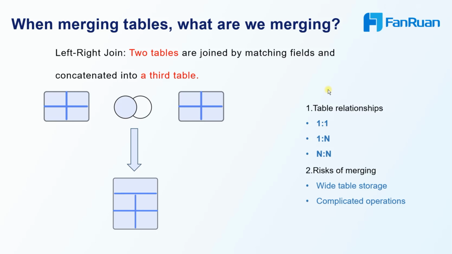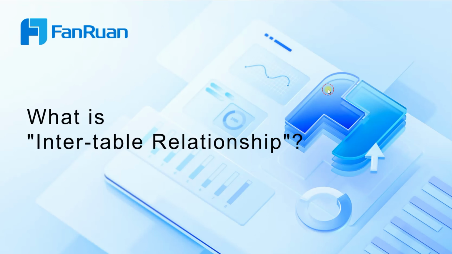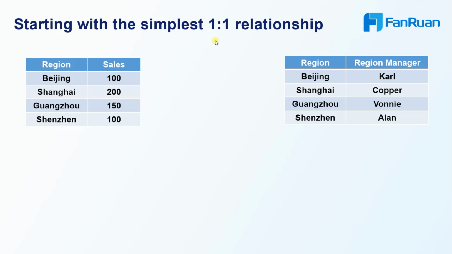Let's start with the simplest one-to-one relationship. We have two tables. The first table shows different regions, such as Beijing, Shanghai, Guangzhou, and Shenzhen, and their corresponding sales figures. The second table is the store information for each region, showing the region manager for each area. We can see that there are no repeated fields between the two tables. They correspond one-to-one, Beijing matches Beijing, Shanghai matches Shanghai, so this is a simple one-to-one relationship.